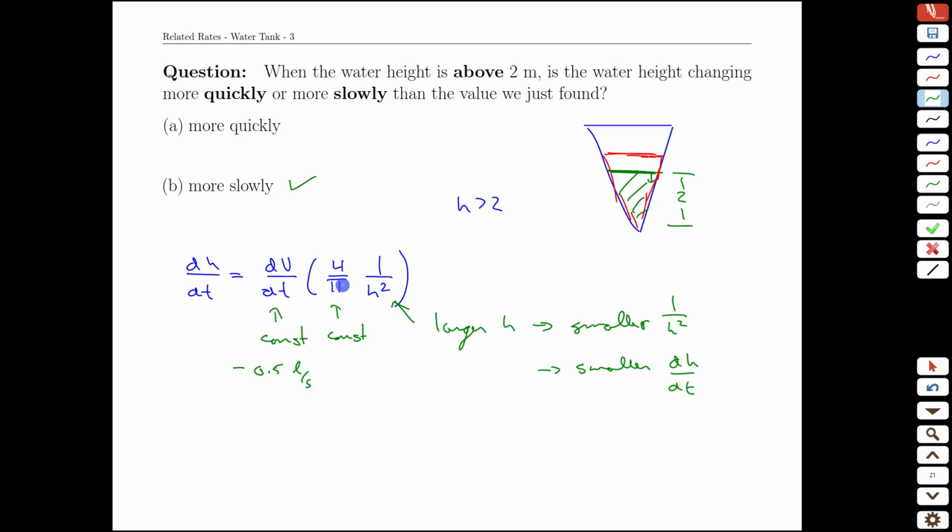So we can see that in this mathematical statement as well. The smaller h gets, the bigger this overall thing gets, and the bigger dh dt will get. So we can make not just quantitative statements about the rates of change like we did with a calculation and a value. We can actually make qualitative, more generic statements about when things are happening quickly and slowly, which is the real power in the application of related rates.